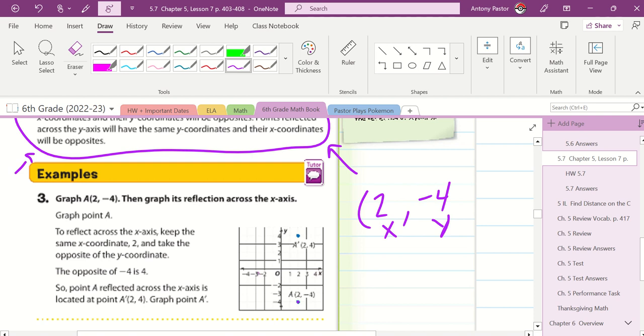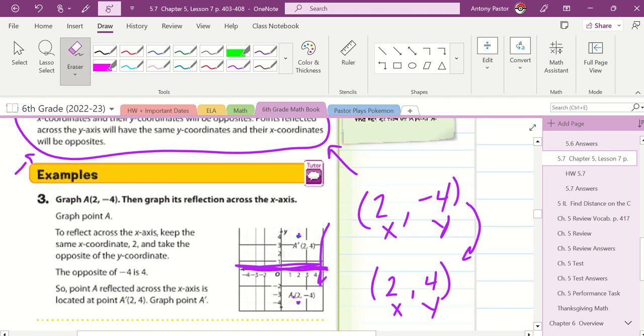Oh, sorry, this is across the y. This is across the x. So it'd be here. So our x-coordinate would stay the same. It would be 2. And our y-coordinate would become 4, because the opposite of negative 4 is positive 4. And remember that when they say reflected across the x-axis, that is the fold line, if that helps. So if I were to fold this side down, these two would meet together.